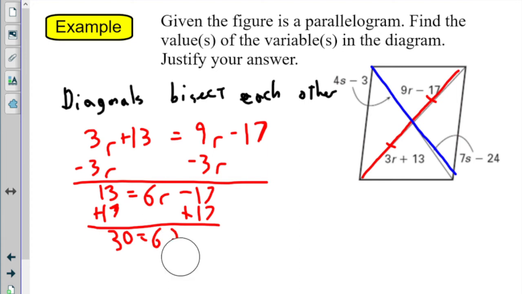6r is 6 times r. So we're going to get rid of that by dividing. And 30 divided by 6 is going to be 5.